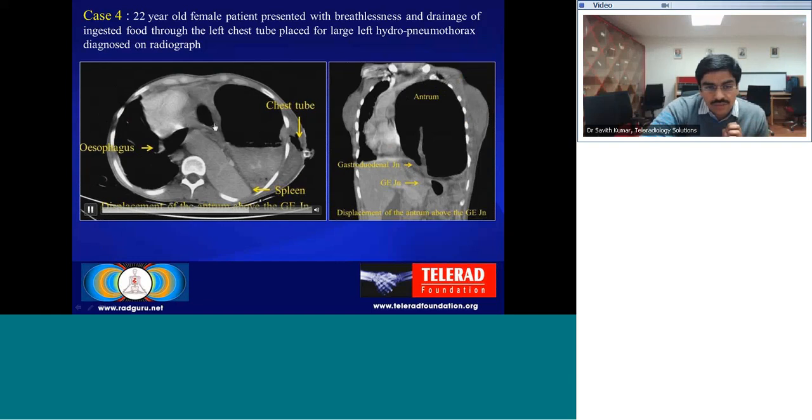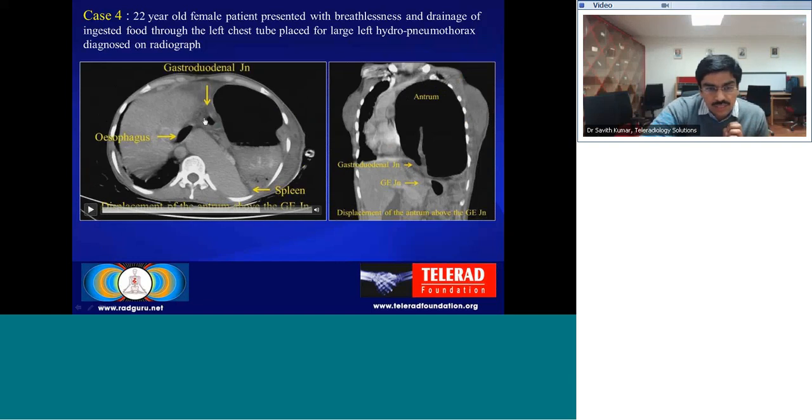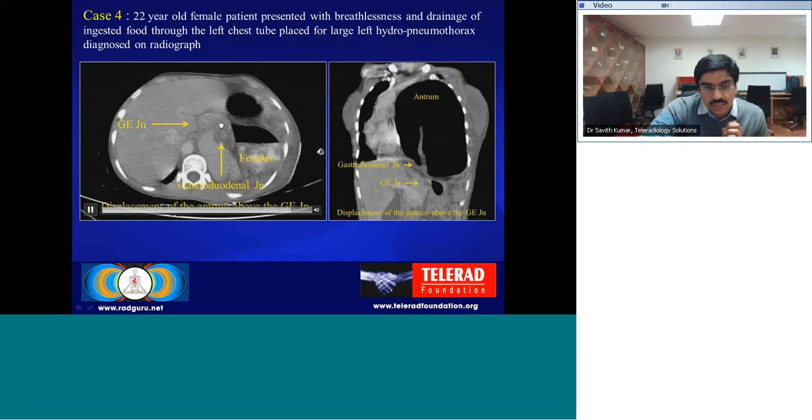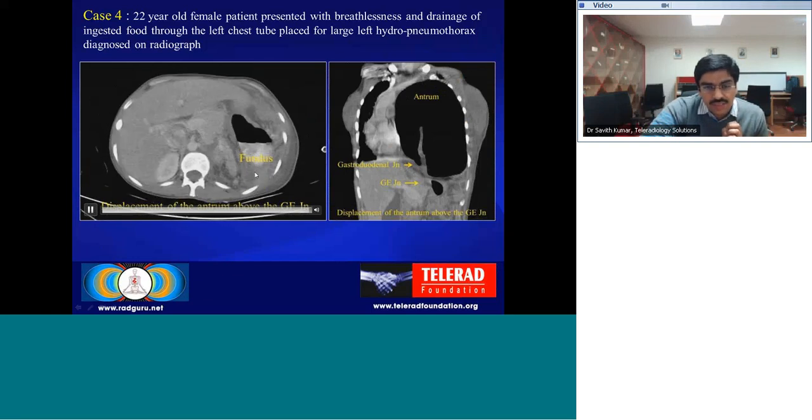So as we come down, this is the gastroduodenal junction. And this is the esophagus. We are yet to reach the gastroesophageal junction, and this is the gastroesophageal junction and the fundus. This is the fundus of the stomach. The fundus of the stomach is down and the stomach is vertically oriented.